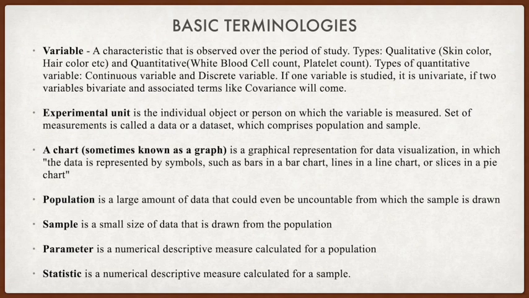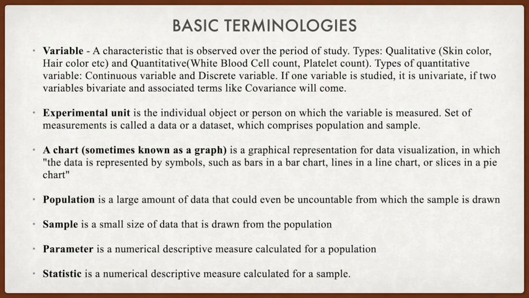So variable is the characteristic that is observed over the period of study, and types of variable are qualitative and quantitative. Qualitative are attributes like skin color, hair color, etc., and quantitative are those which have numbers, like white blood cell count, platelet count, etc. Types of quantitative variable are continuous variable and discrete variable. If one variable is studied, it is univariate. If two variables are studied, then it is known as bivariate, and covariance comes into picture when two variables are studied. So experimental unit is the individual object or person on which the variable is measured.